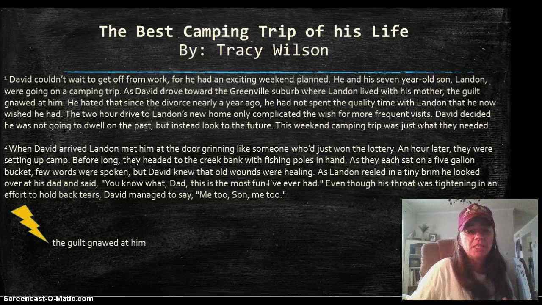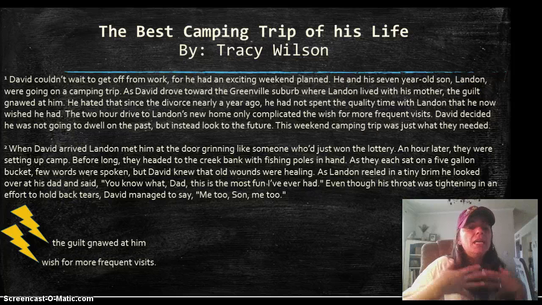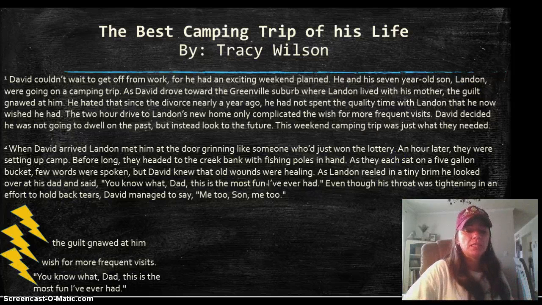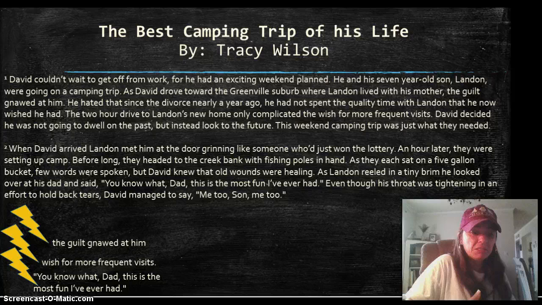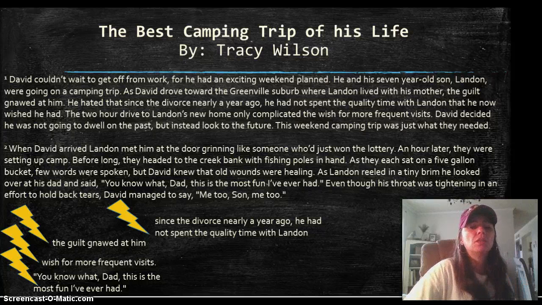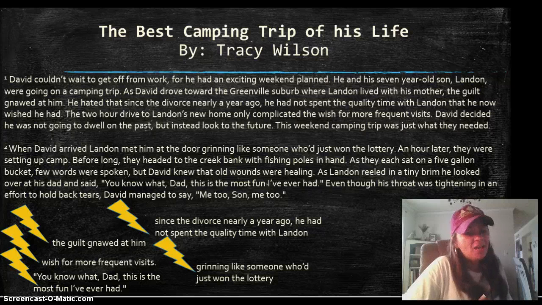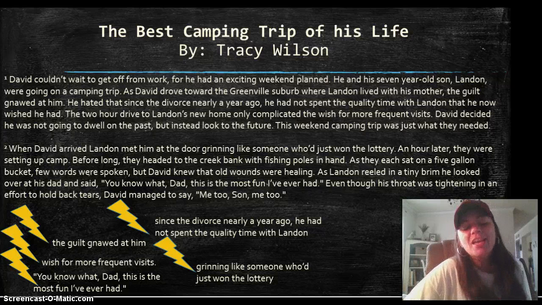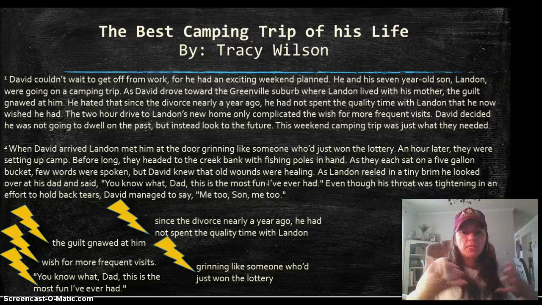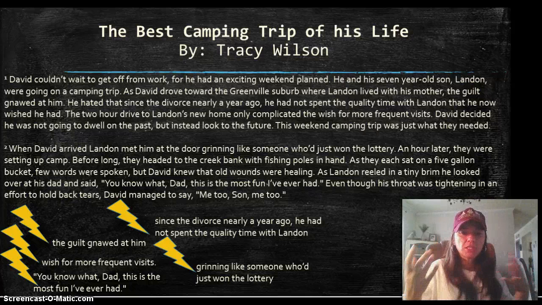Anyway, the guilt gnawed at him. That's one of our supporting details, right? Shazam, we pulled it out of there. What are we seeing in common here? We're seeing guilt is gnawing at him. He wishes for more frequent visits. But Landon says, "This is the most fun I've ever had." But he still feels like since the divorce nearly a year ago, he had not spent the quality time with Landon that he wanted to. And here's Landon again, grinning like someone who just won the lottery. So we have all of these supporting details that we pulled out of these two paragraphs, and we start to see a trend here.